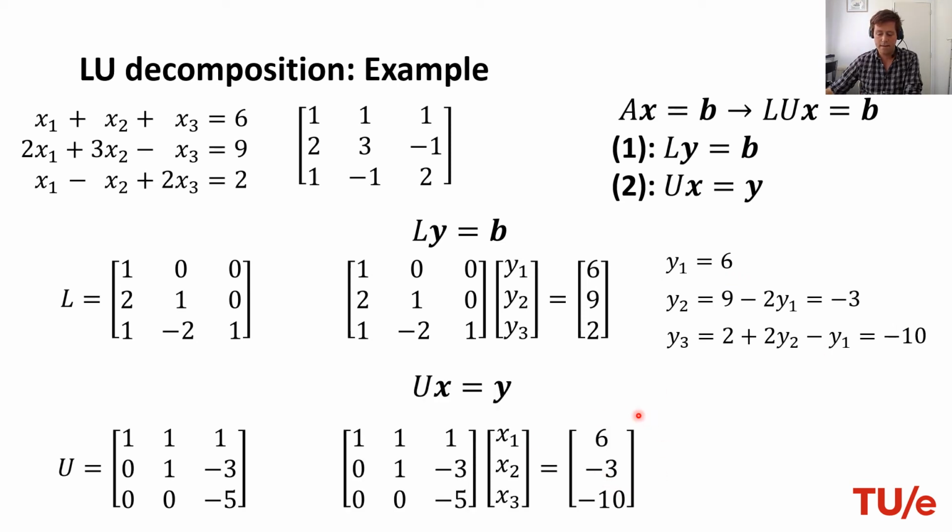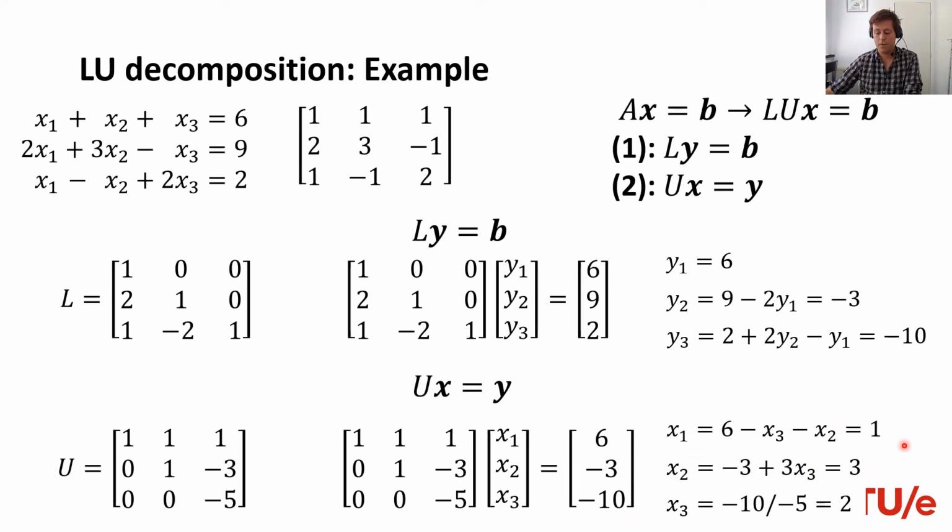We use this as a right-hand side in order to solve our second system, Ux = y, which we solve through back substitution, because this is an upper triangular system. So we start at the bottom: x3 is minus 10 divided by minus 2, minus 5, which is 2. x2 will be equal to 3, and x1 will be equal to 1. Again, we get the same solution as we did using the other methods: x1 is 1, x2 is 3, and x3 is 2.